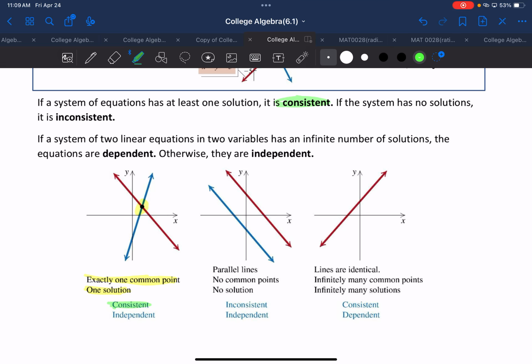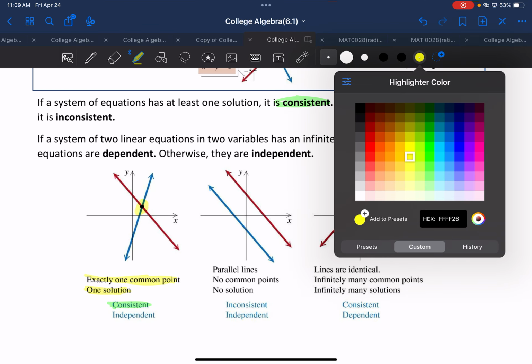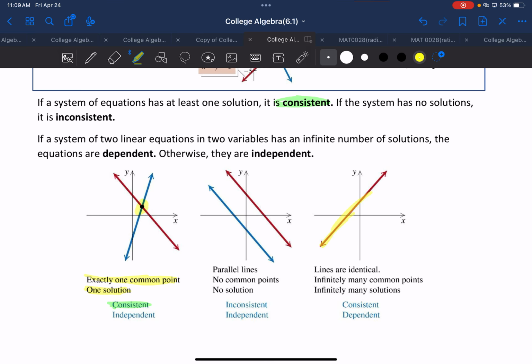So this is consistent. The other case that I was trying to allude to is that if it has infinitely many solutions, that is when they will be the same line. So that's this case over here to the right. That's why you don't see the blue line, because it's lying on top of the other line. So they are the same line. Sometimes they'll give you a system and the two equations represent the same exact line. I'm going to show you what to look out for with that.